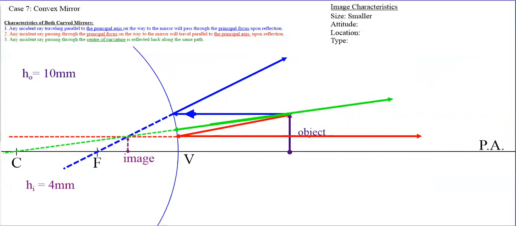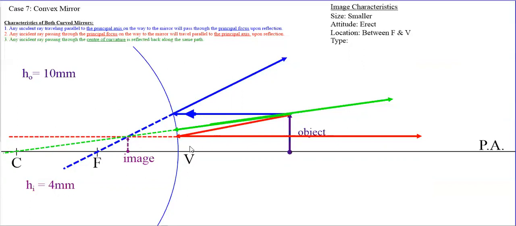So as far as image characteristics, we have a smaller image. Attitude, it's erect, so therefore it's right side up. And you'll notice, compare this to all the other cases. The only other case where it's right side up is case number 5, and that is also a case where the image is formed on the opposite side of the mirror, so the virtual side. So typically if you have a real image, it's going to be inverted. If you have a virtual image, it's going to be erect. So just something to kind of remember.